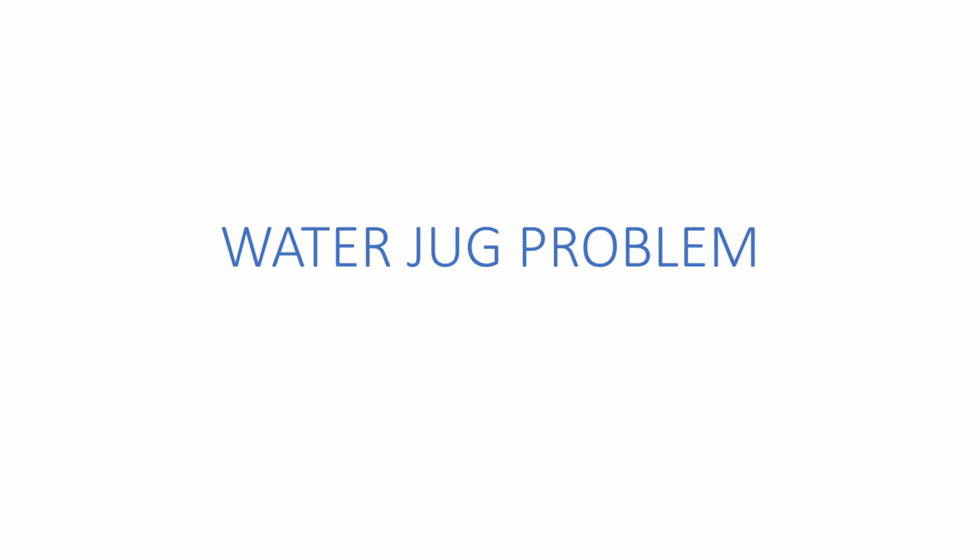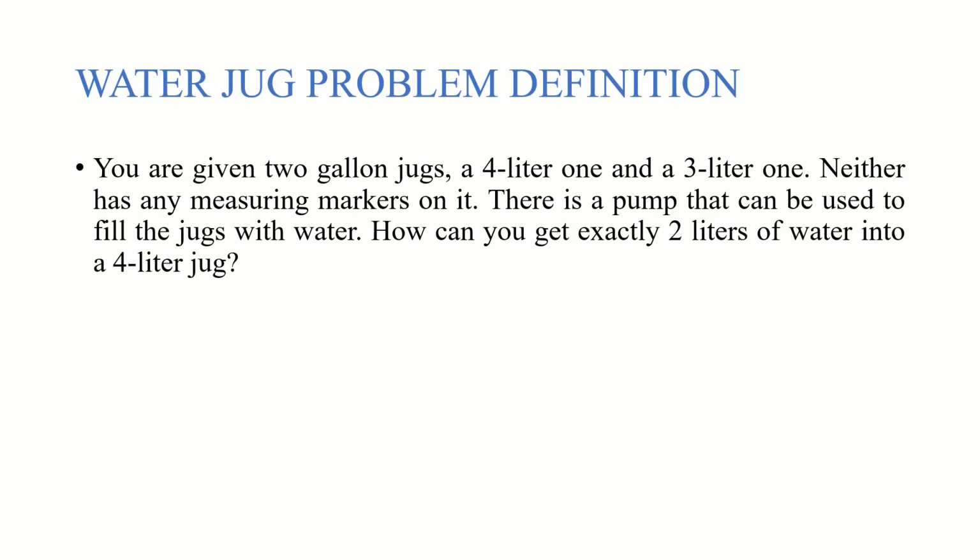Today's video is the water jug problem. The water jug problem definition is: you are given a 4-gallon jug and a 3-gallon jug. Neither has any measuring mark on it. There is a pump that can be used to fill the jug with water. How can you get exactly 2 liters of water into the 4-liter jug? This is your problem.